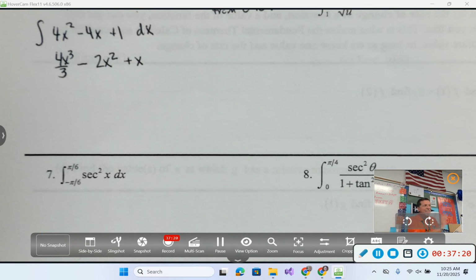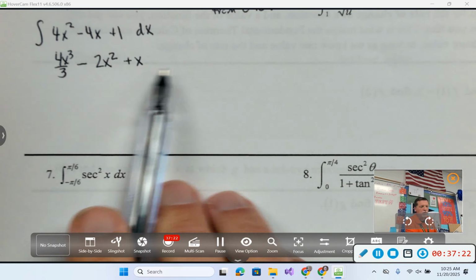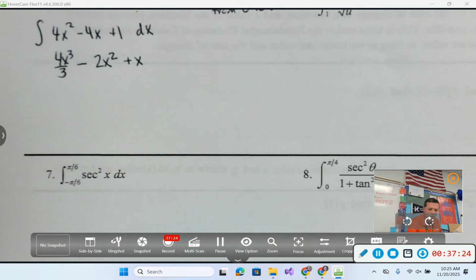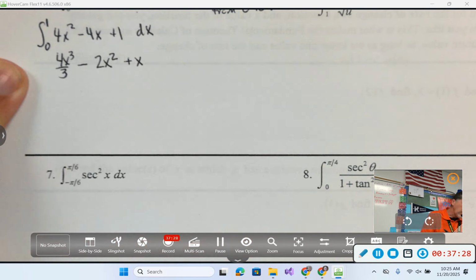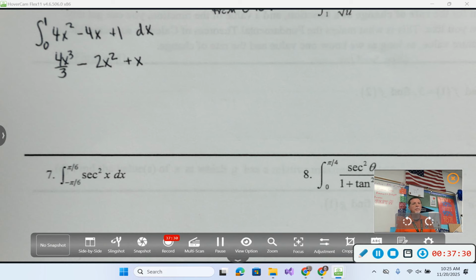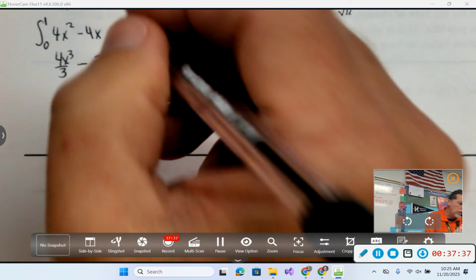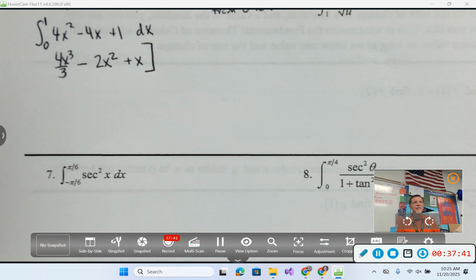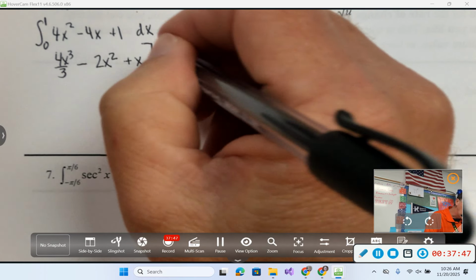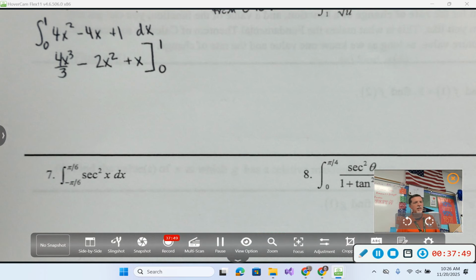Okay, on the last test, you would have stopped there and put plus C. But now we've got limits. In fact, I left them off. Shouldn't have. We're going from 0 to 1. We haven't used the 0 to 1 yet, so I need to indicate that I'm going to use 0 and 1. Here's how we do that. We put a closed bracket at the end, even though there's no open bracket, so that feels a little bit weird. But a closed bracket with the 0 and the 1.